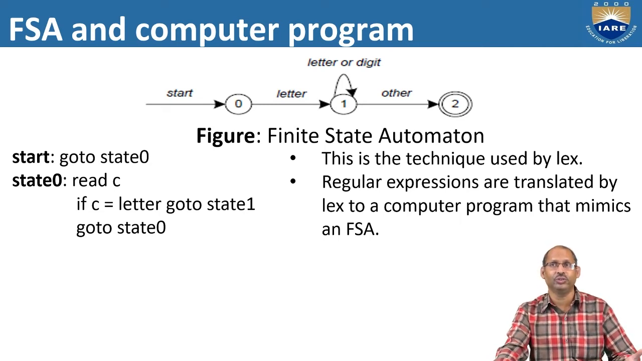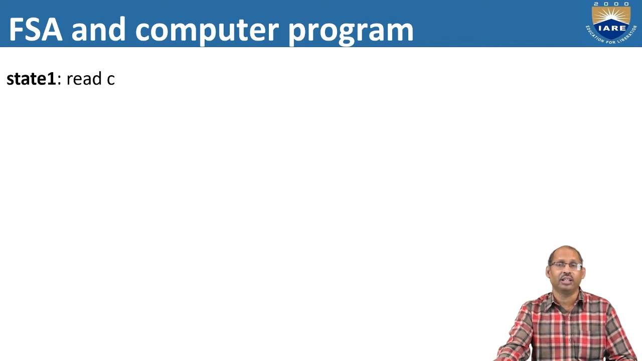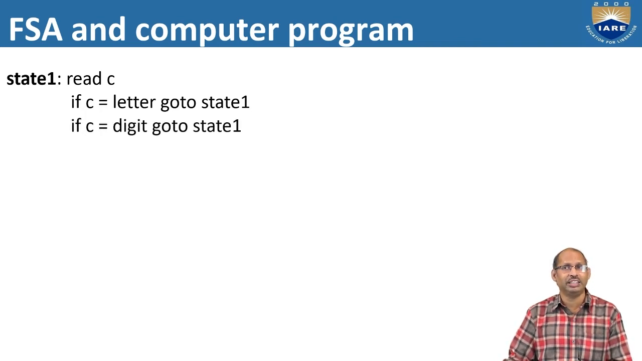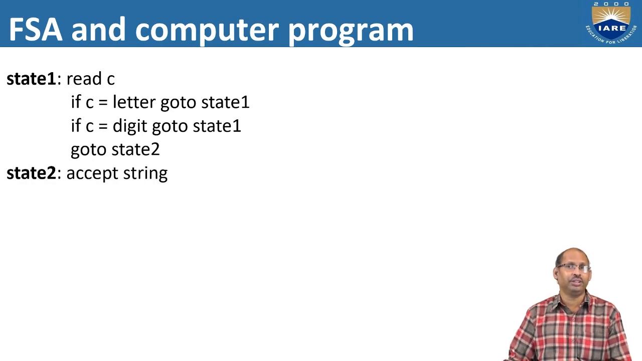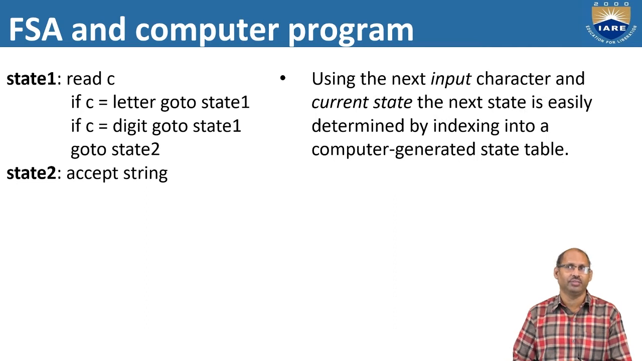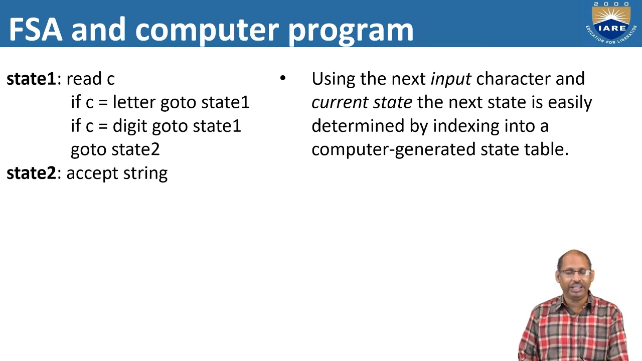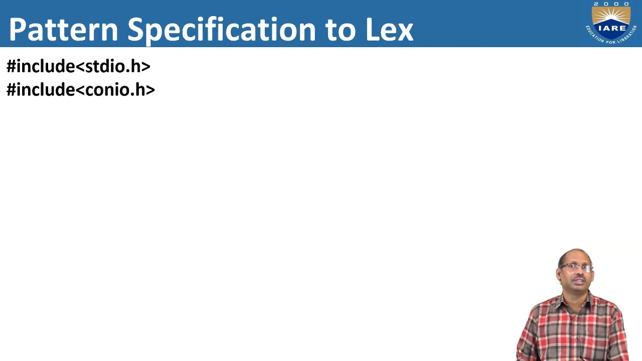So we have written state 0: if it is a letter, go to state 1, right? Now, what is state 1? If it reads a letter, go to state 1. If it is a digit, go to state 1. If not, go to state 2. State 2 is simply accept string, right? So here we are converting the given pattern or regular expression to finite automata, and from the finite automata to the respective C programming code, right? The previous algorithm for the identifier we are converting to our C program.